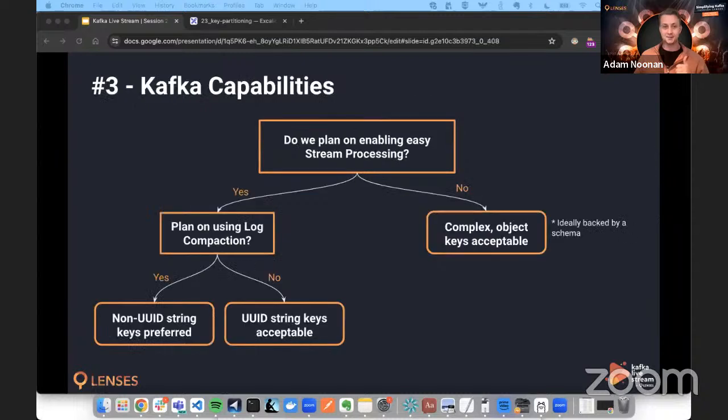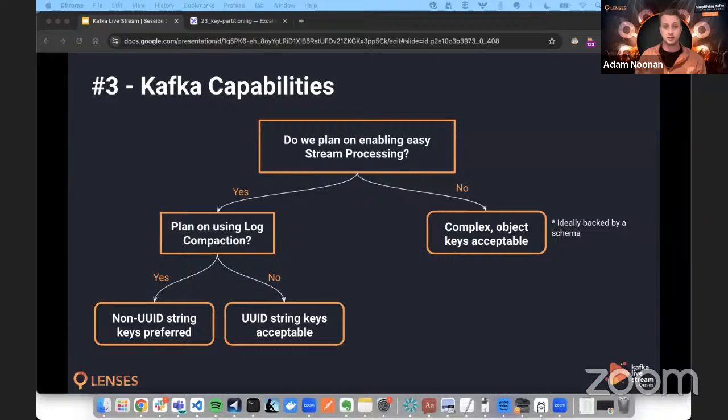Nice. Thumbs up. The next questions you should ask, which usually come after, depend on what you want to do with the data once it's in Kafka. If we're planning to easily enable stream processing, keep in mind that when we're joining two separate tables, simple string keys are really easy to use and enable these joins in a better way.